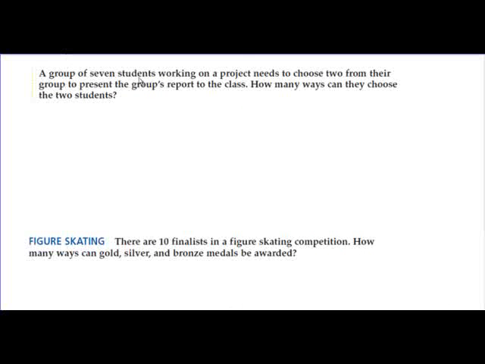A group of 7 students working on a project needs to choose 2 from their group to present the group's report to the class. How many ways can they choose the 2 students? So we have 7. They're going to choose 2. Are they choosing a first place and a second place, or are they just picking 2? Just picking 2. Combination. Okay, so we'll get a combination of 21.